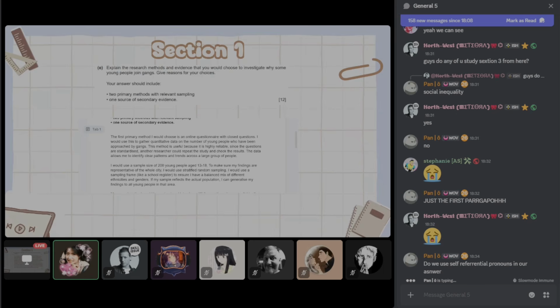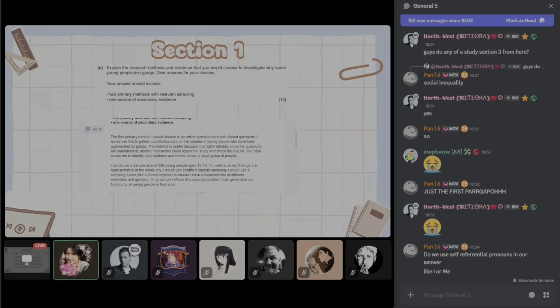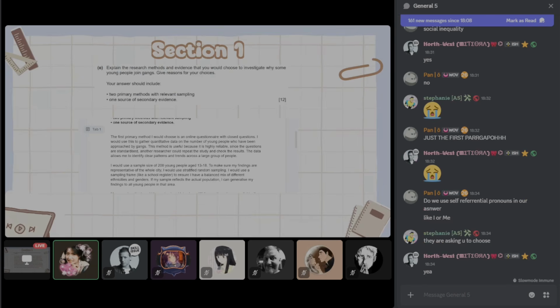Do we use self-referential pronouns in our answer? Because they're telling you to do a research, yes, it's okay. Personally, I do it. I've seen it in candidate responses too. Yes, they are asking you to choose. Thank you, Steph.